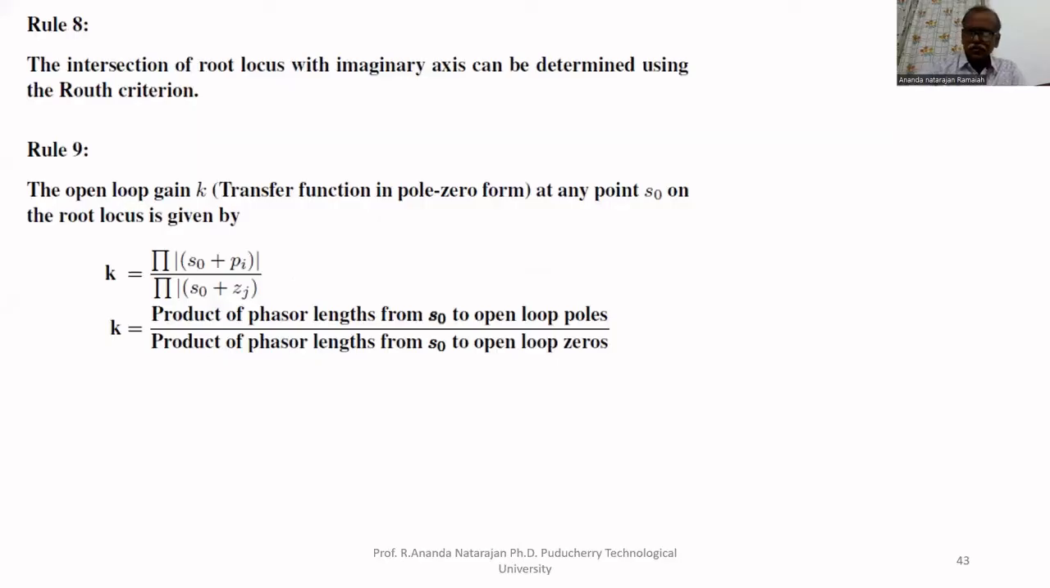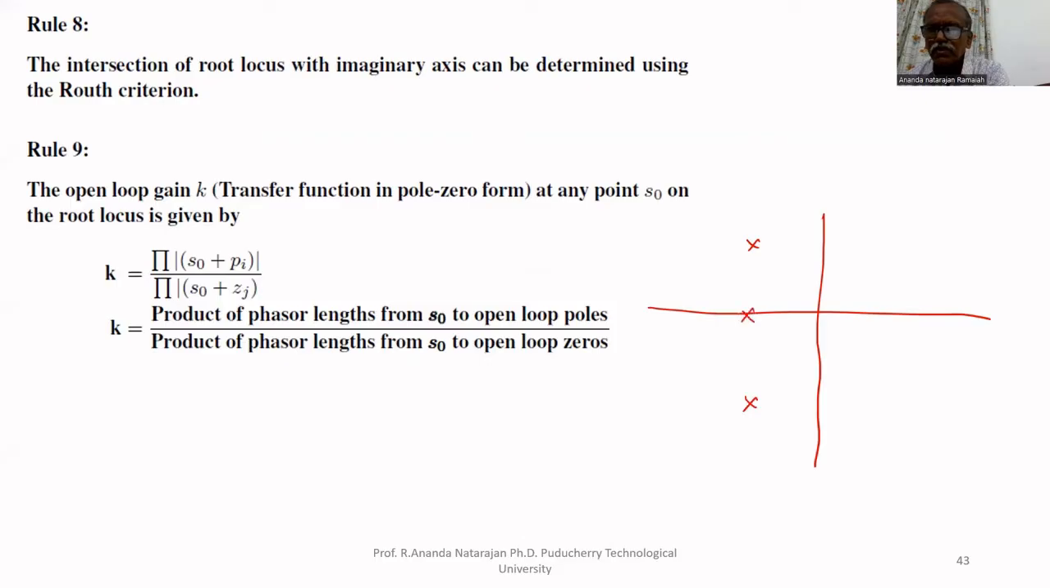The 8th rule says the intersection of a root locus with the imaginary axis can be determined using Routh criterion. For example, I am having a third order system. We know that one root locus branch goes to infinity like this. Another two will go to infinity, one at an angle of 60 degree like this, and another one at minus 60 degree like this.